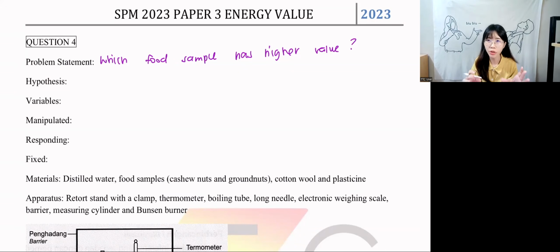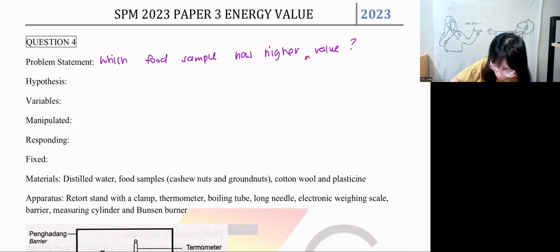There's a very gray region, because some people ask whether they can write a wrong hypothesis, since it's a hypothesis. Again, my suggestion is don't write a wrong hypothesis. Write the correct hypothesis. So you have to say, ground nut or cashew nut has the highest energy value as compared to the other food. Sorry, it's me who didn't write the energy value.